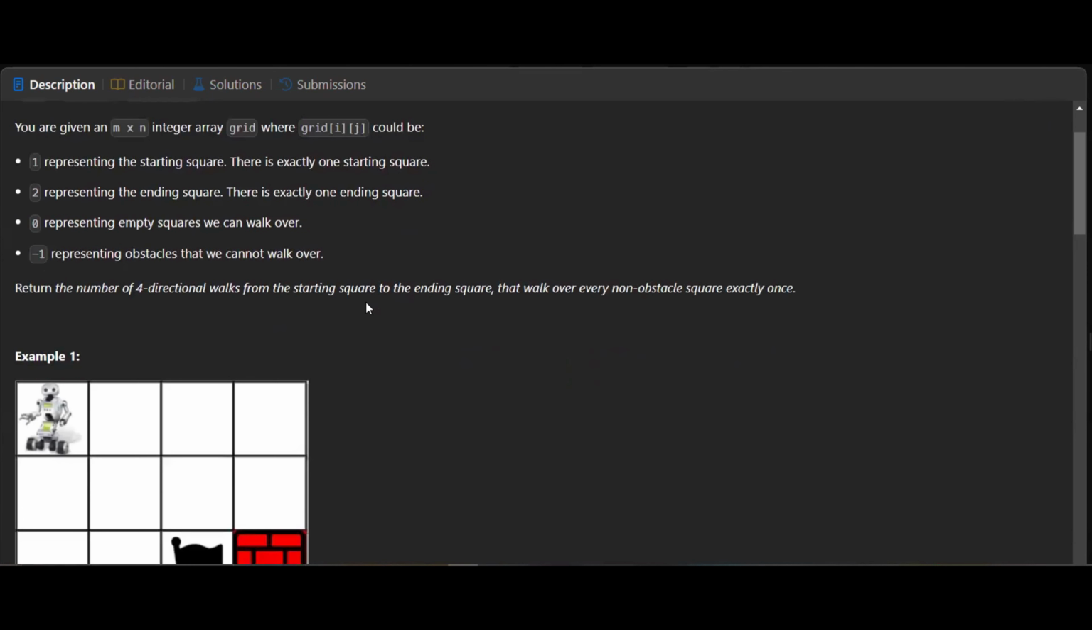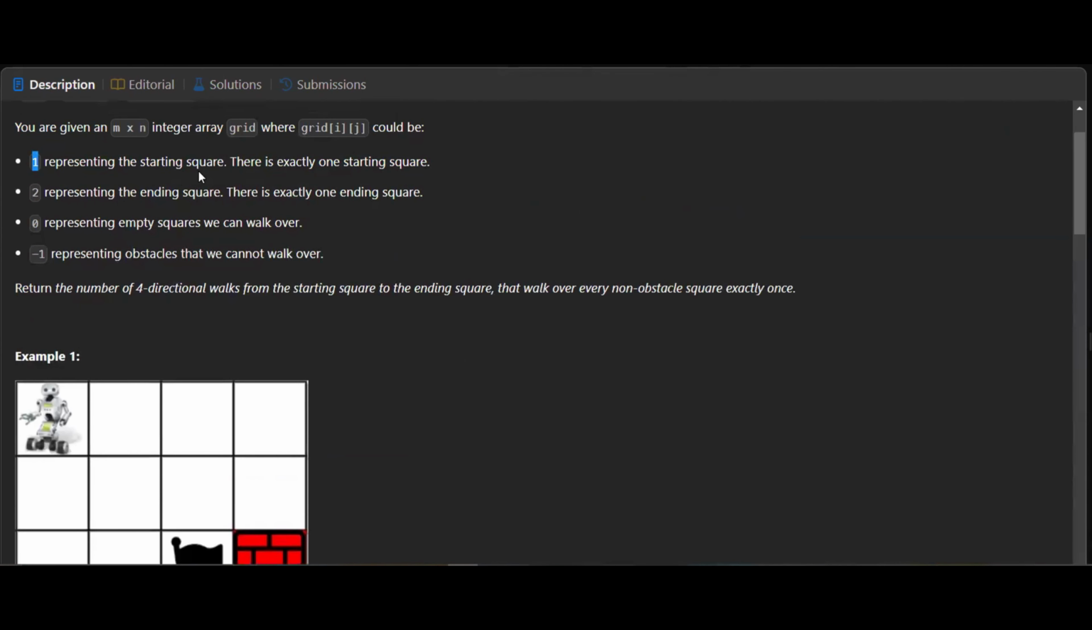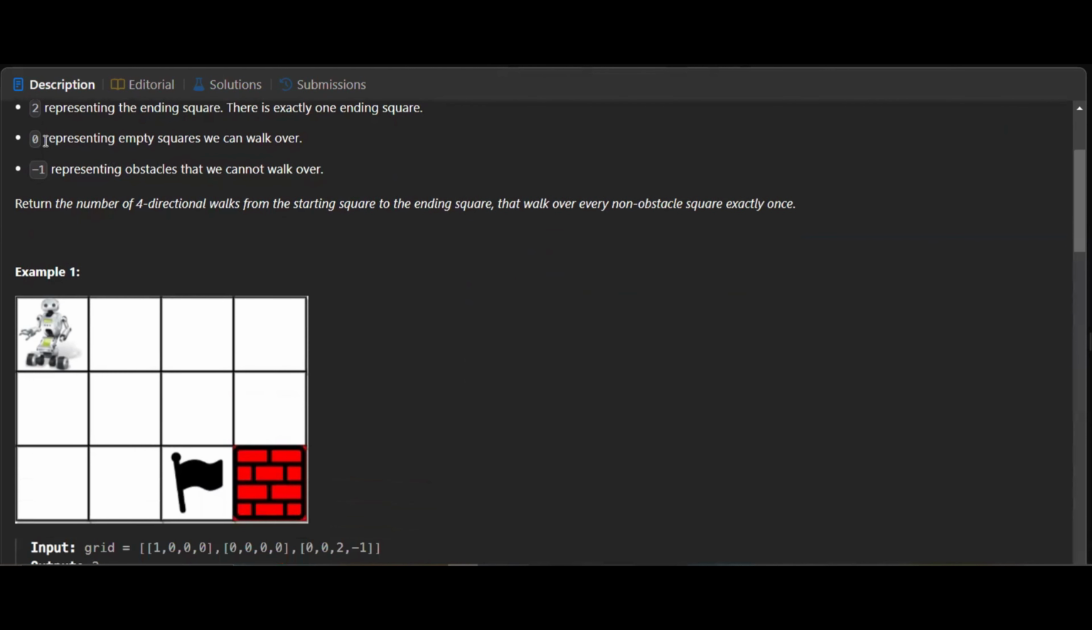In this problem, we are given a grid of n by m, and each of the grid cells contains an integer value. If the grid contains the value 1, that means it is the starting square, and there is exactly one starting square in the given grid. If the value in the cell is 2, that means it is the ending square. There is exactly one ending square. 0 represents the empty squares that we can walk on, and -1 represents the obstacle that cannot be walked over.